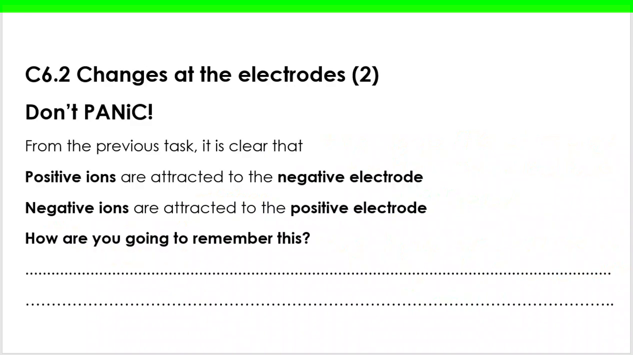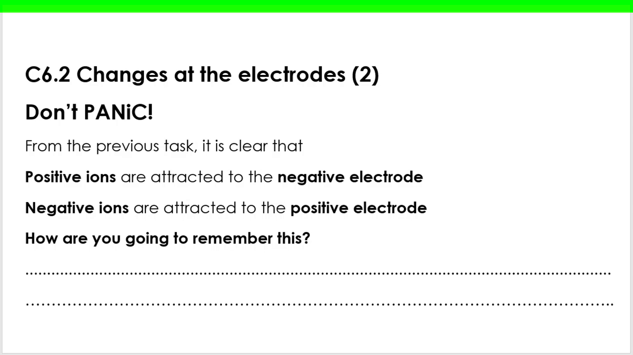So, we know that positive ions go to negative electrode, negative ions go to positive electrode, and we know that opposite charges attract. It's a theme that we come back to in many areas of chemistry. But how are we going to relate that to the names anode and cathode? Because you may need to talk about it in those terms.